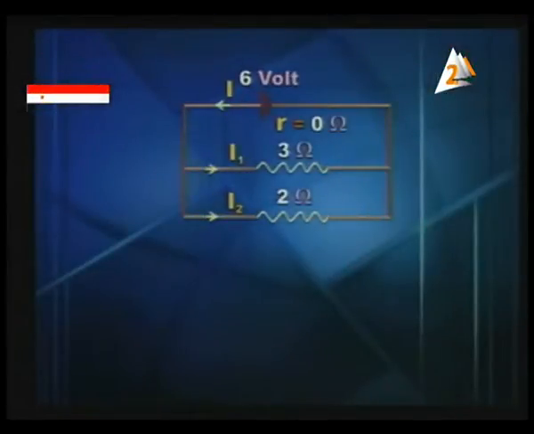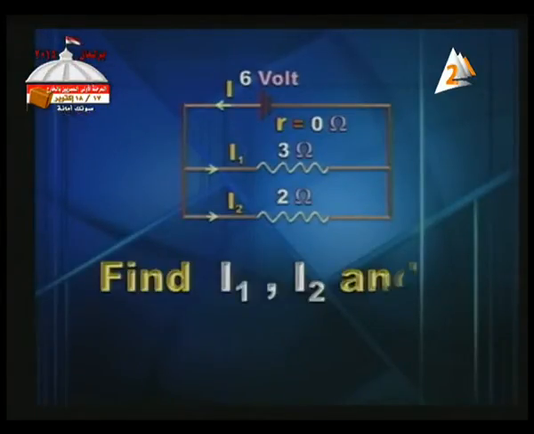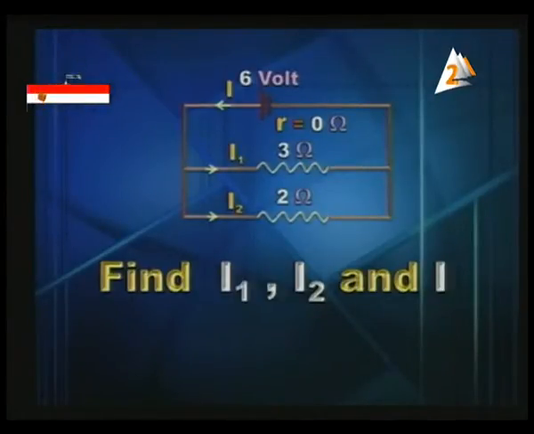First problem. In front of you, we've got a circuit, a very simple one. It consists of a 6-volt battery. Internal resistance of the battery is equal to 0. It is connected in parallel to two resistors, a 3 ohm resistor and a 2 ohm resistor. We want the current through the 3 ohm resistor, I1, I2, the current through the 2 ohm, and of course the total current denoted by I.